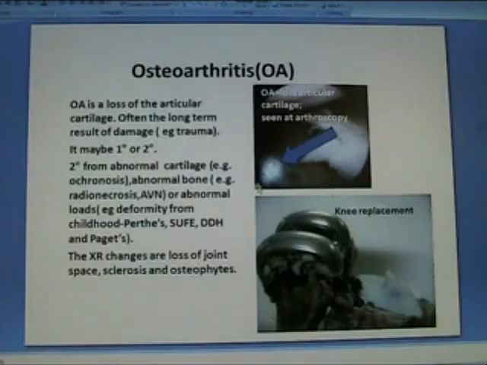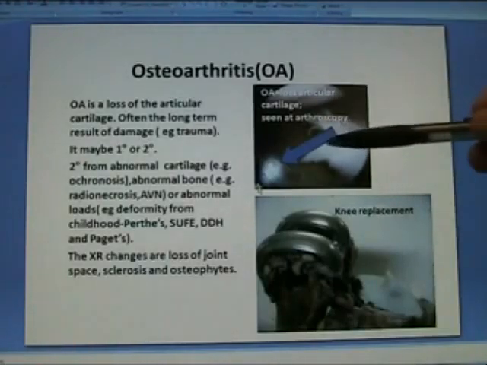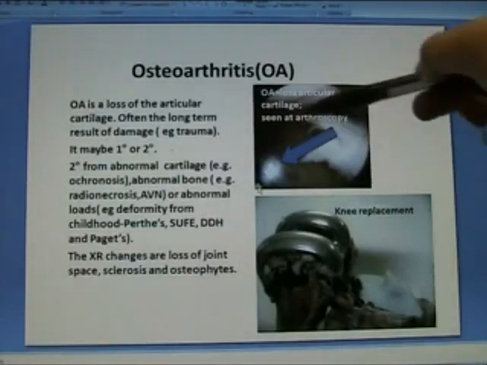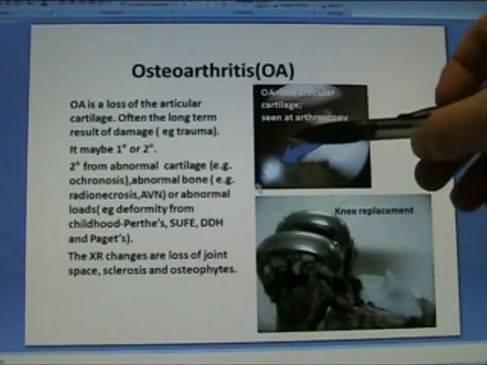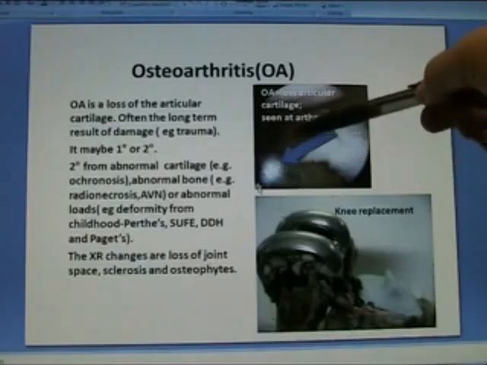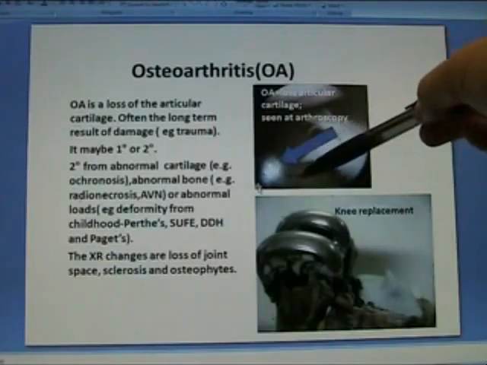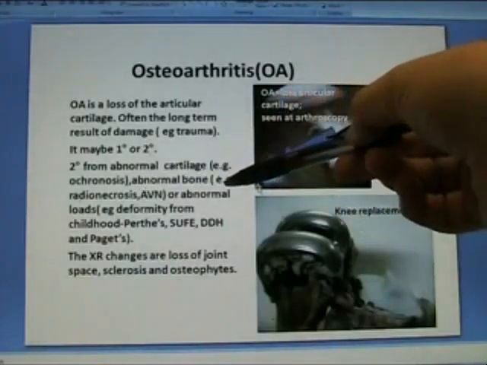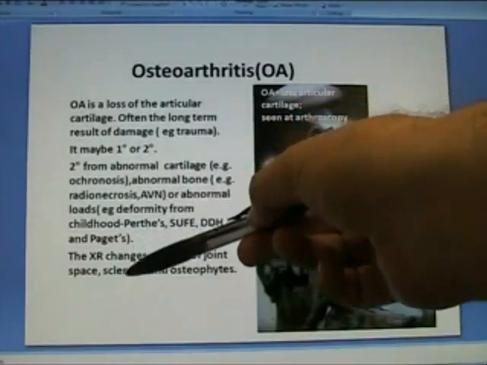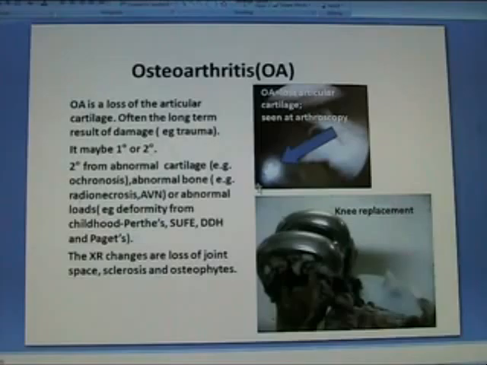So osteoarthritis, primary or secondary. Osteoarthritis is simply a loss of the articular cartilage. You don't need big fancy definitions. Come into the operating room, see me do an arthroscopy, and I'll show you the loss of the articular cartilage to the bare bone. This is arthritis, secondary from abnormal cartilage, abnormal bone, abnormal loads. The X-ray changes have already been described. A knee replacement: when it's all lost, joints destroyed, just replace it.